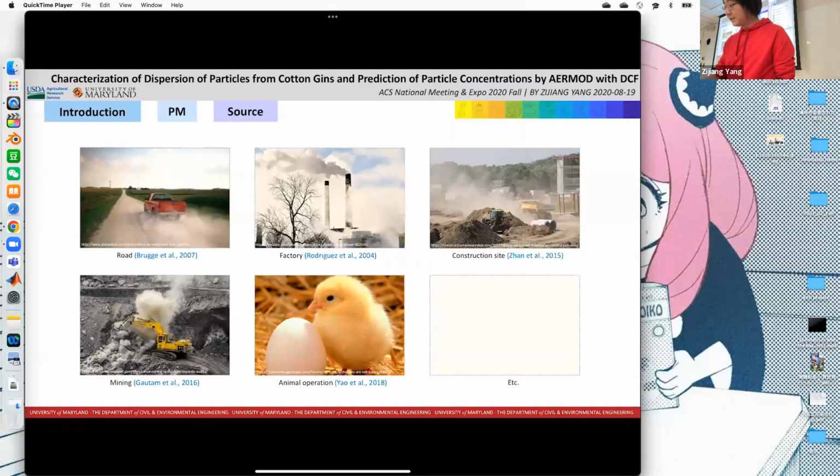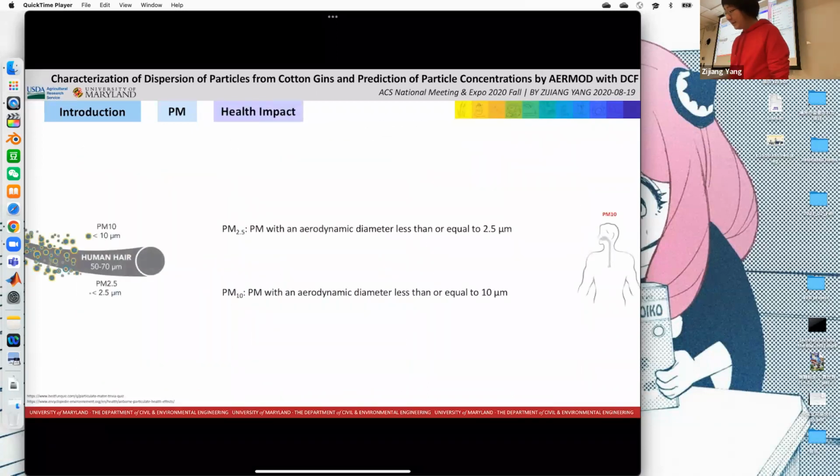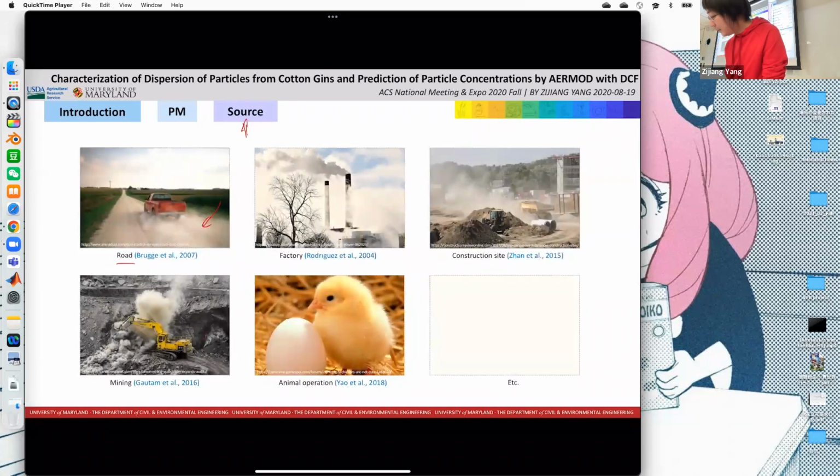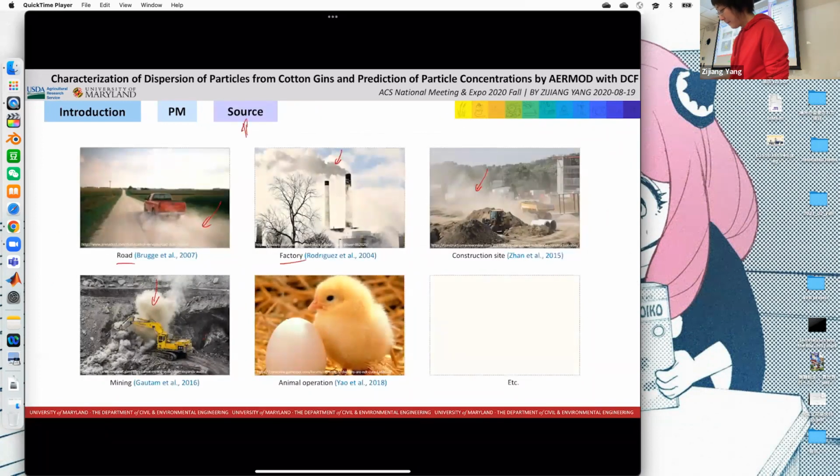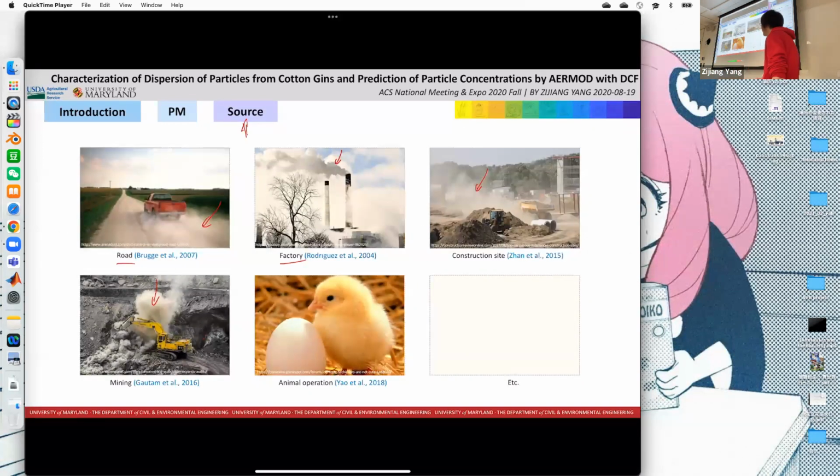So here are the sources of the particulate matter. We can say it may come from the roads, where we have particles suspended. It may also come from factories that release particulate matter. It can come from construction sites, and again, mining. And it may also come from some animal operations, such as poultry houses.